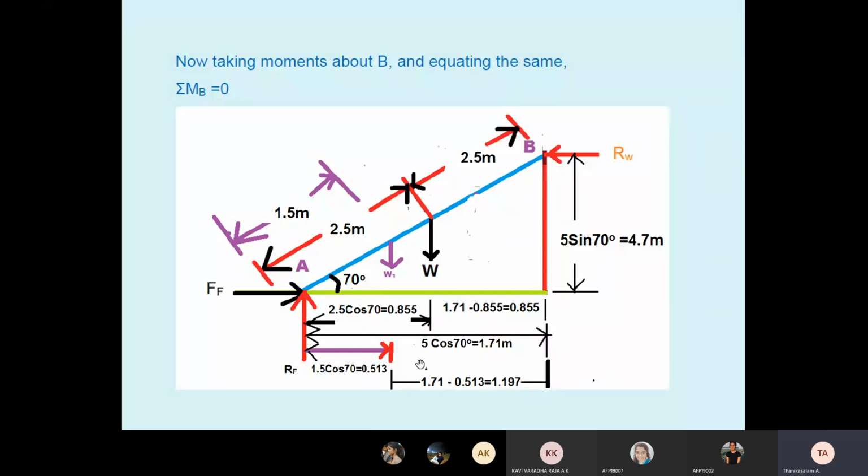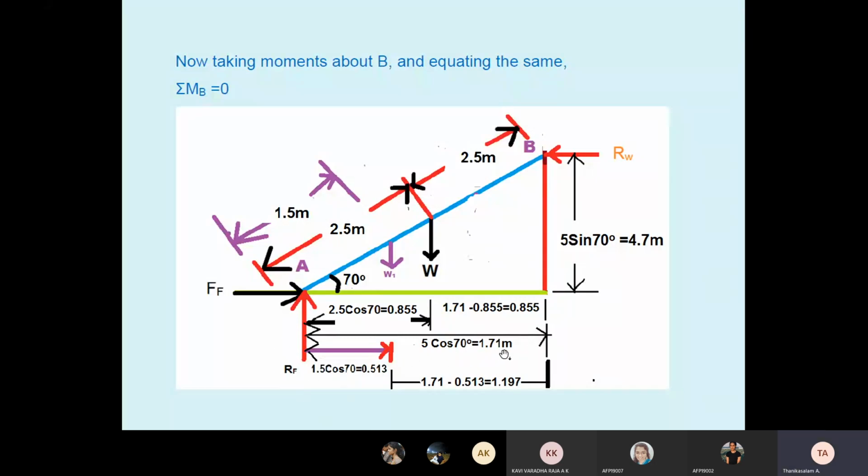So with respect to the vertical wall, the W1 horizontal distance. With respect to the vertical wall, the capital W, weight of the ladder. So now take moment, choosing B point as the reference point. Students, moment. So RW does not give moment, so neglect RW. What are the other forces? W into 0.855 anti-clockwise. Next W1 into 1.197 anti-clockwise. Students, perpendicular distance. Similarly RF into 1.71, clockwise.